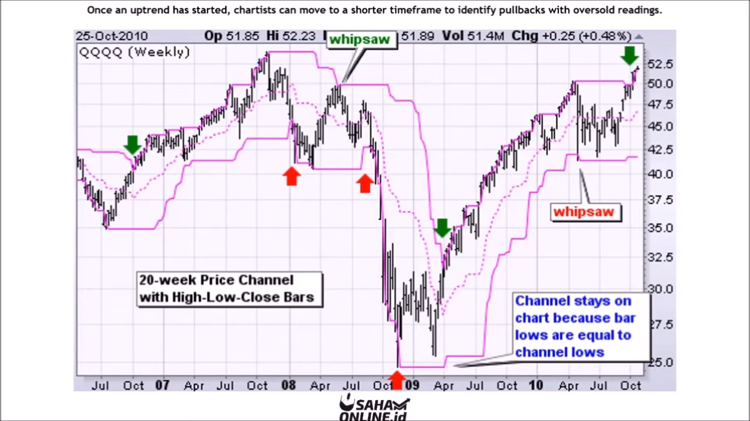Once an uptrend has started, chartists can move to a shorter time frame to identify pullbacks with oversold readings. A move below the lower channel line indicates oversold conditions that can foreshadow an end to the pullback. Similarly, short-term bounces within a bigger uptrend can be identified with price channels. A move above the upper channel line signals overbought conditions that can foreshadow an end to the bounce.